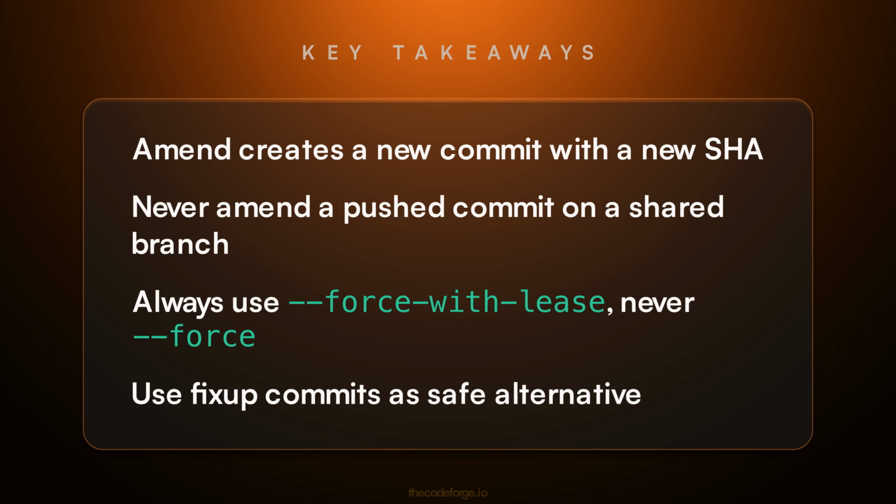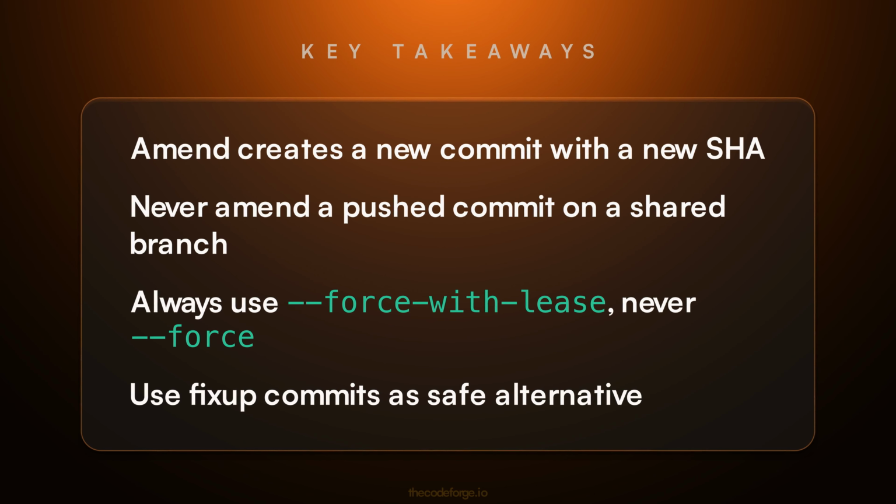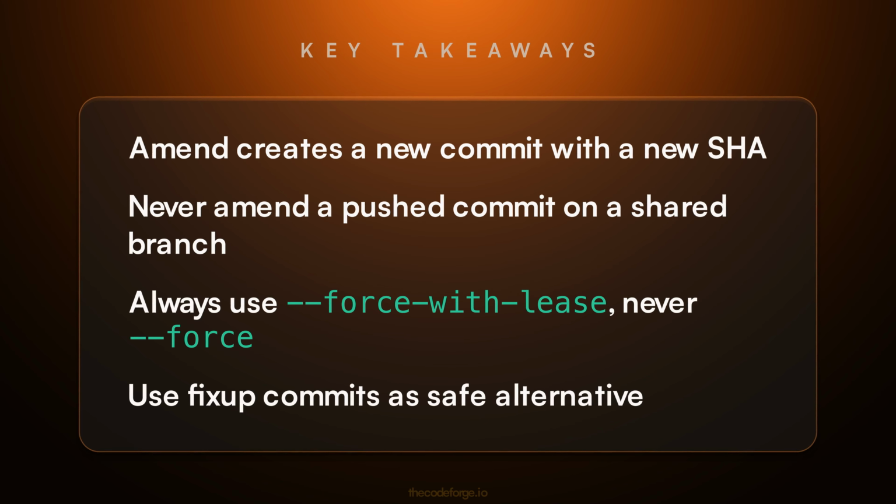To summarize, git commit --amend is a powerful tool for fixing local commits, but it rewrites history. Never use it on shared branches. Always use force-with-lease for force pushes. For shared branches, prefer fix-up commits or revert. And remember, ORIG_HEAD and reflog can save you if you make a mistake.